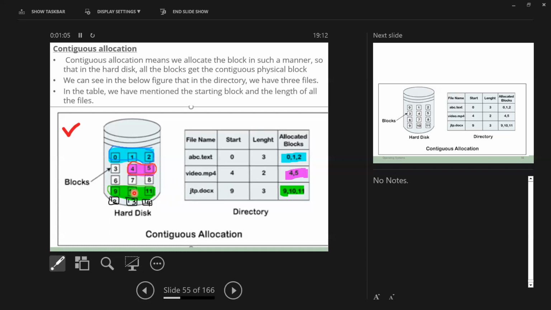If you get a file with 7 blocks. Can you save it as contiguous?